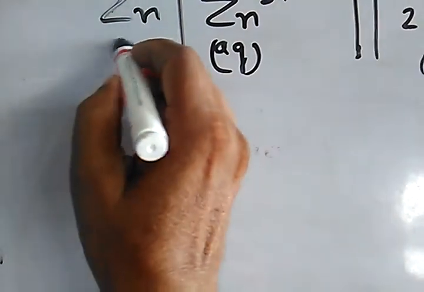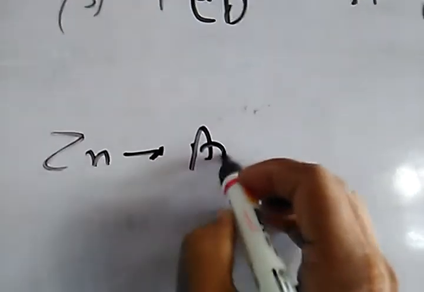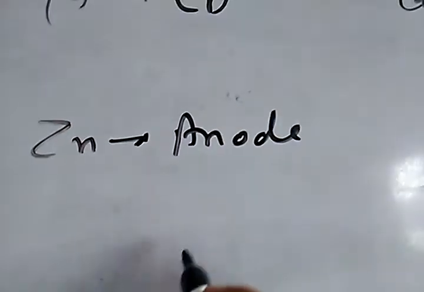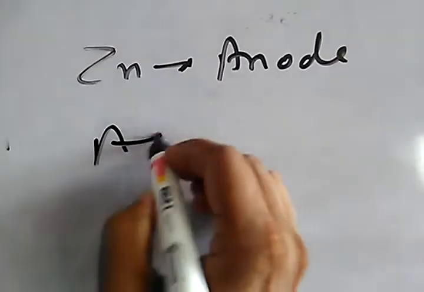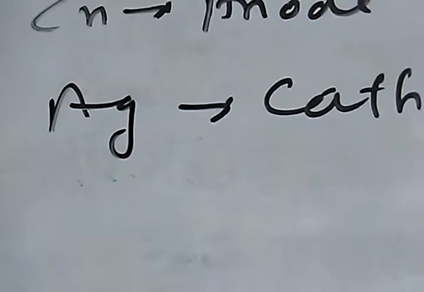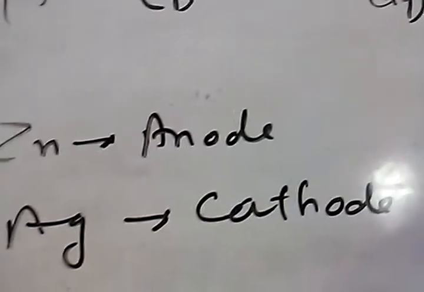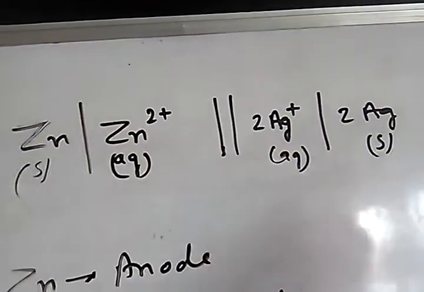That's why zinc will act as an anode and silver will act as a cathode. And this is the reaction which takes place in the cell.